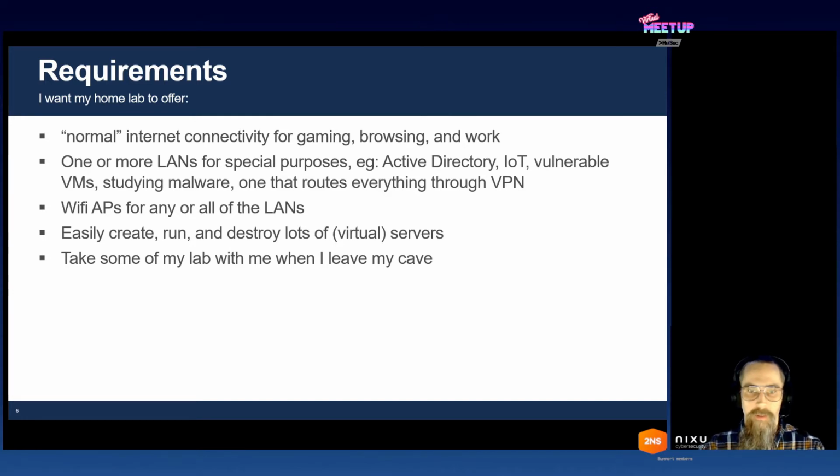and study maybe malware or some stuff that needs to be segmented very well from all the other stuff I'm running. For OSINT and other purposes, I have one LAN that routes all of its traffic through a VPN, so whatever comes out of that network doesn't physically exit my home network directly, it goes through the VPN. I also want wireless access points for all of those networks. For example, if I'm doing OSINT and I need an actual physical phone, I connect it to the special wireless access point that routes all of its traffic through a VPN.